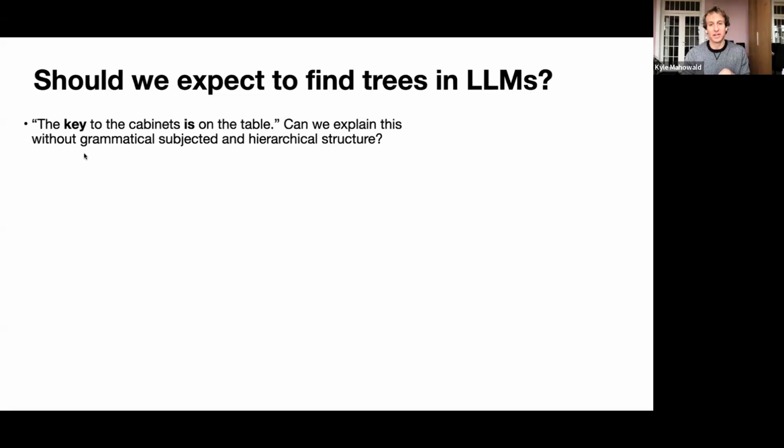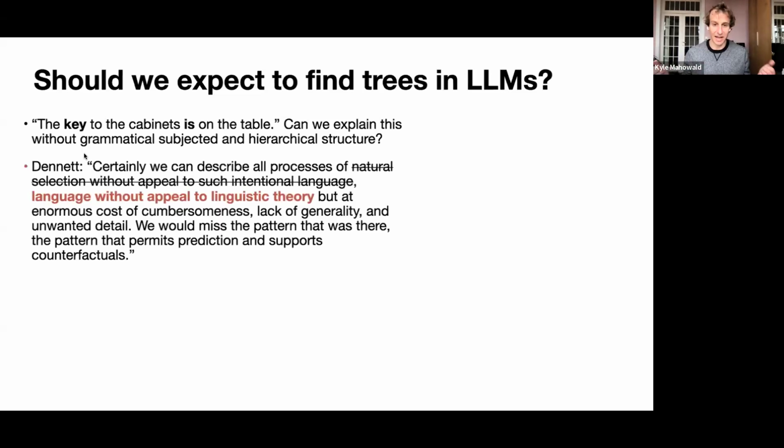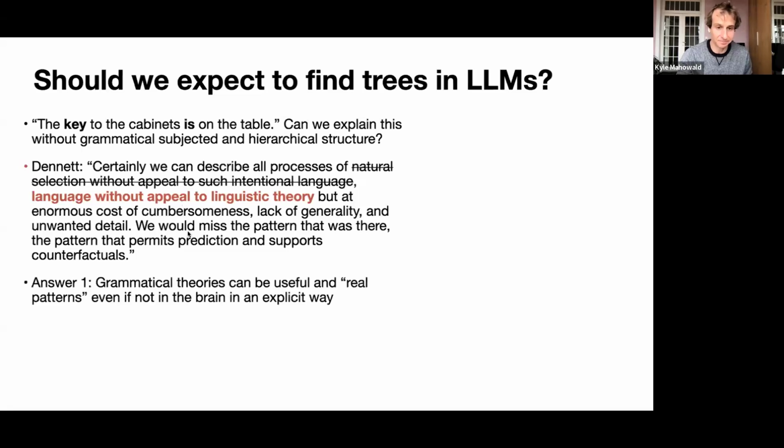And so, you know, maybe a model is going to be able to solve this problem without explicitly representing a grammatical tree or hierarchical structure. But that doesn't necessarily mean that we should describe that without it, right? And so Dennett, on intentional language, I've crossed out intentional language here and put language without appeal to linguistic theory. This is my own edit here, right? So Dennett, but this modified version of Dennett: certainly we can describe all processes of language without appeal to linguistic theory, but at enormous cost of cumbersomeness, lack of generality, and unwanted detail. We would miss the pattern that was there, the pattern that permits prediction and supports counterfactuals, right? And so one answer is that I think grammatical theories can be useful and real patterns, even if they turn out not to be explicitly there as representations in the brain, or explicitly there as representations in models.